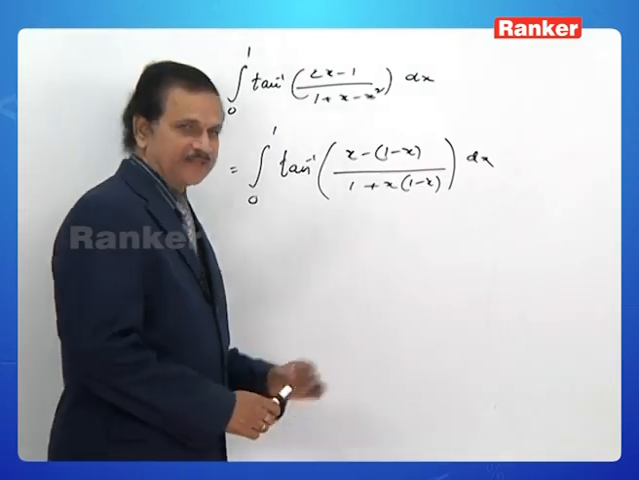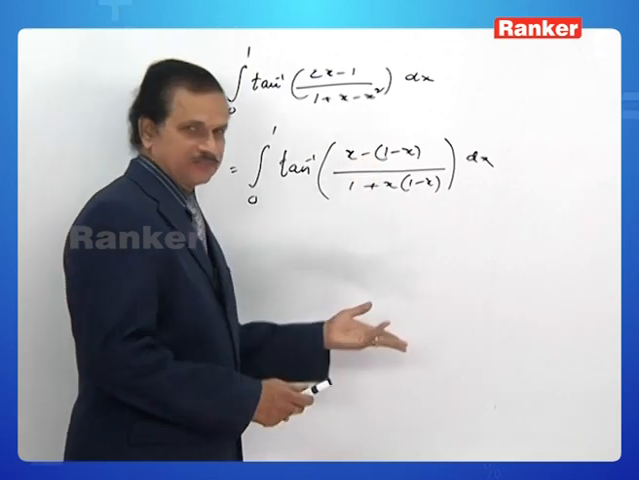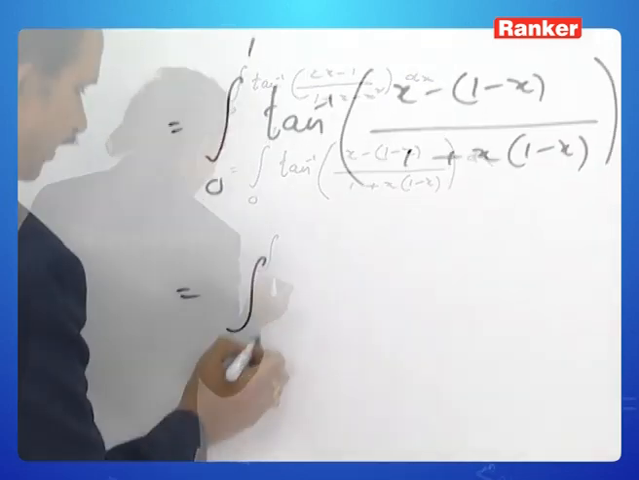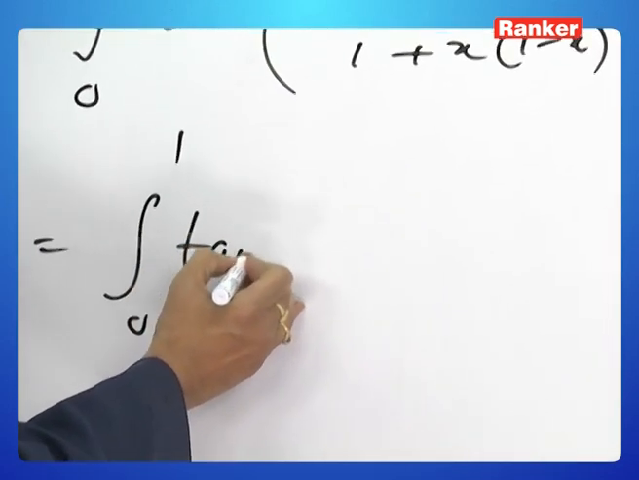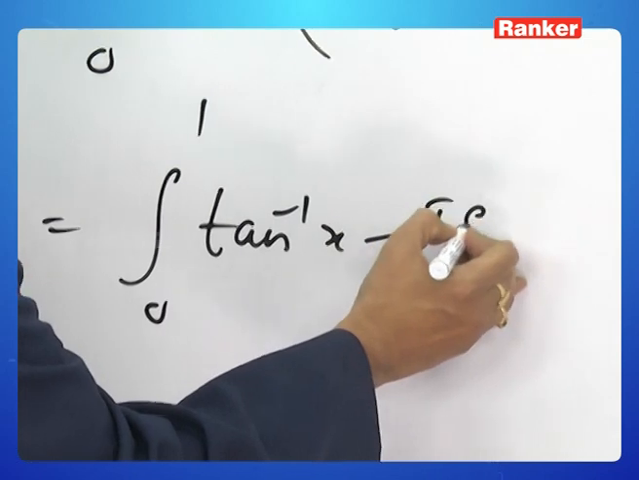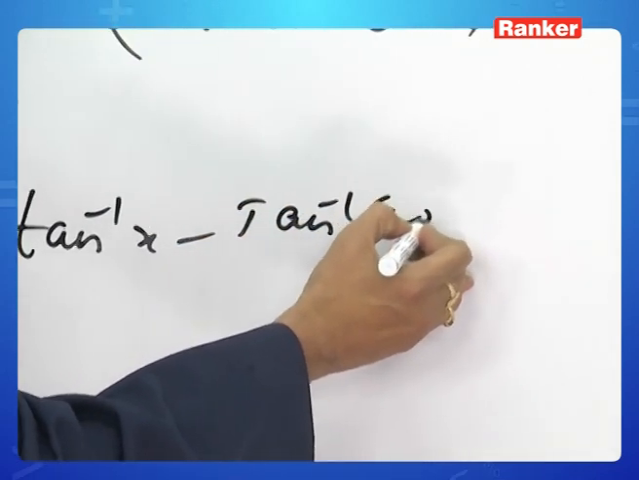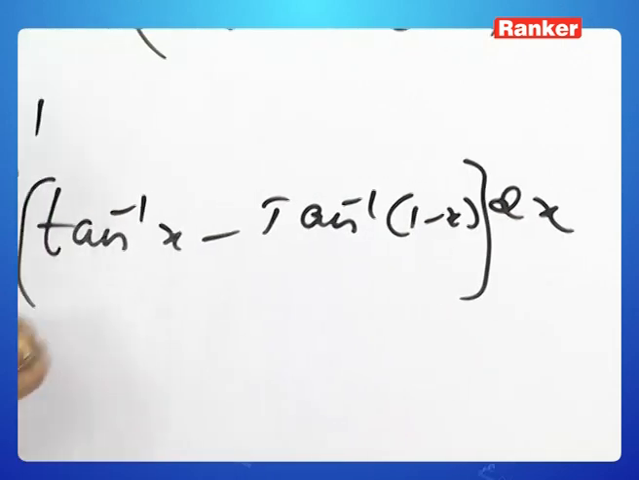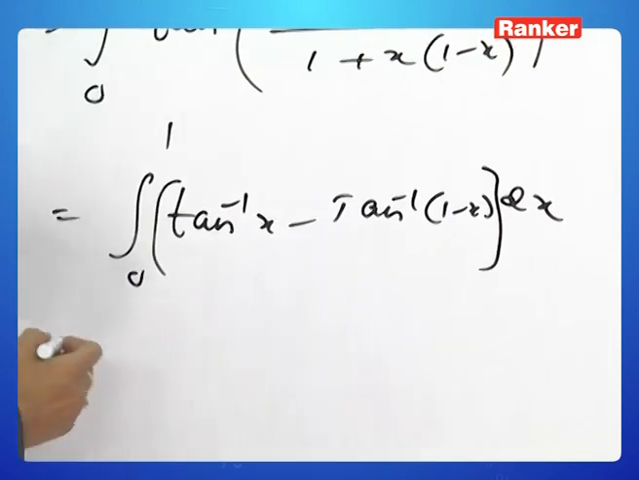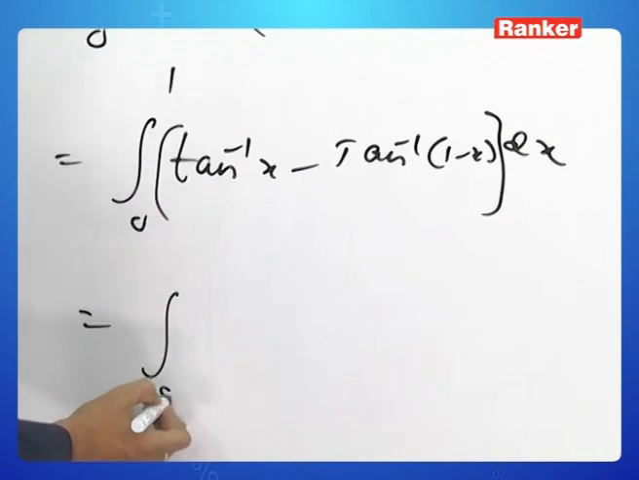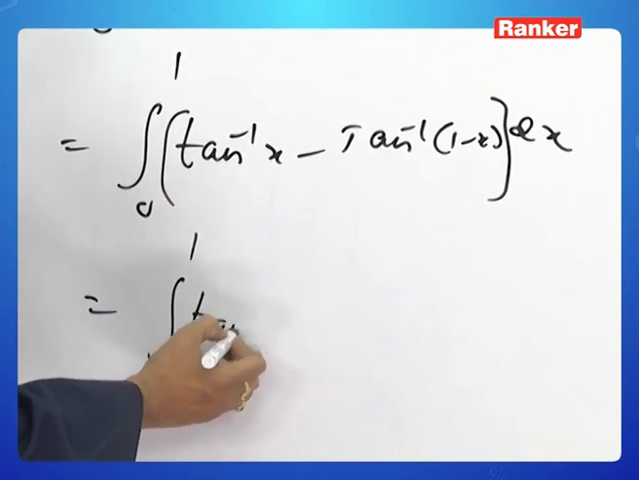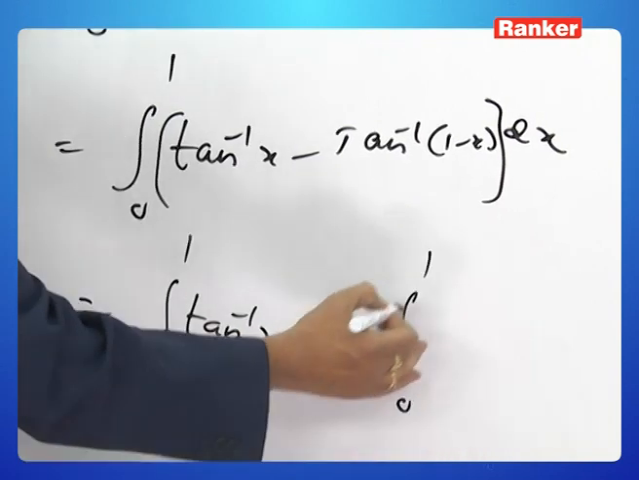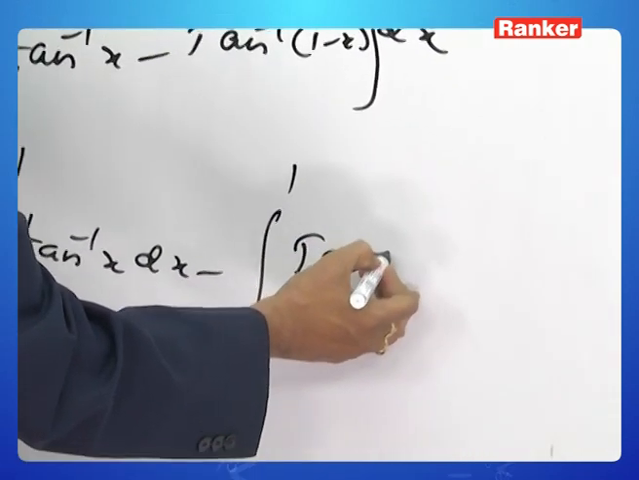Okay, this looks like tan inverse of (a minus b) by (1 plus ab), isn't it? So it is in turn equal to integral 0 to 1 of tan inverse x minus tan inverse (1 minus x). Again, you split into two integrals, integral 0 to 1 tan inverse x minus integral 0 to 1 tan inverse (1 minus x) dx.